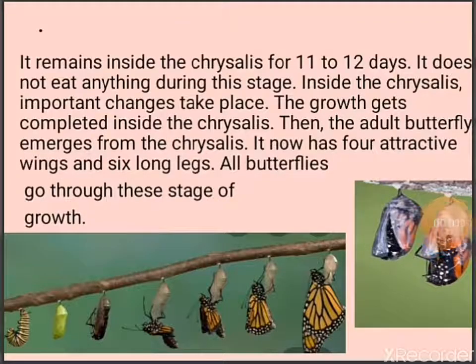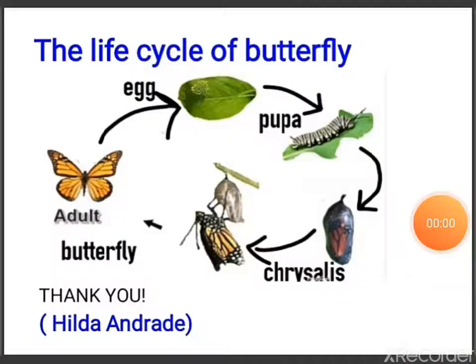It remains inside the chrysalis for the next 11 or 12 days. It does not eat anything during this stage. However, inside the chrysalis, important changes take place in its body. That is, its wings and legs grow completely. And when the growth is completed inside the chrysalis, the adult butterfly emerges from the chrysalis. It now has 4 attractive wings and 6 long legs. Like this, all butterflies go through these stages of growth. So, this is how a butterfly grows.